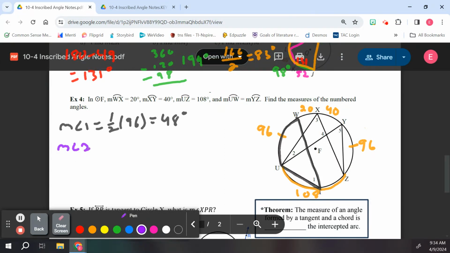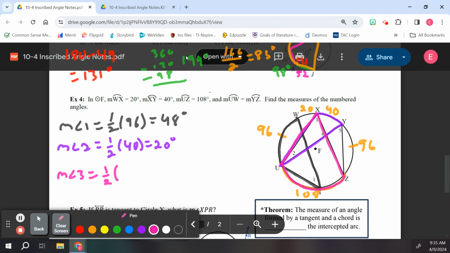The measure of angle 2, right here, is intersecting the 40-degree arc, so 1/2 of 40 equals 20 degrees. Everybody with me so far? Any questions? All right, the measure of angle 3 is right here. That's intercepting this arc, so we're going to have 1/2 of 108, which leaves us with 54 degrees.